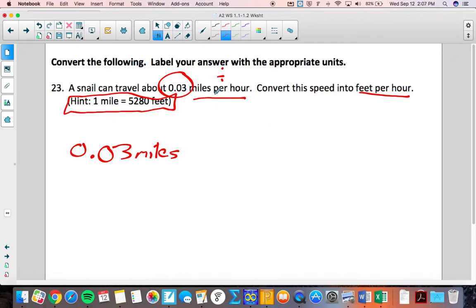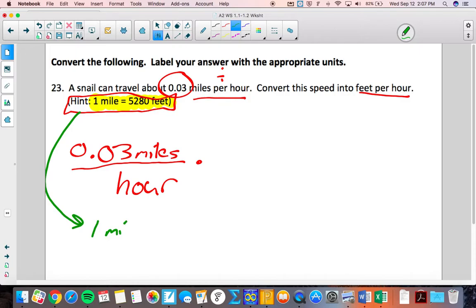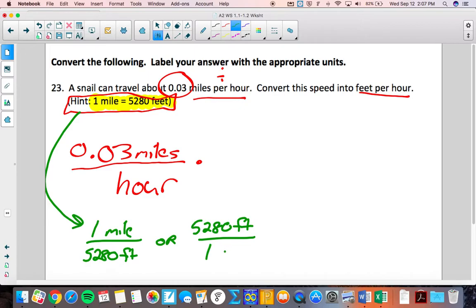Per actually means division, which is a fraction bar. So 0.03 miles per hour. You can put a 1 in front of the hour if you want. It's up to you. So now here's the key. When you're trying to do this unit analysis or converting, you are going to use the conversion factor and turn it into a fraction. You're going to either rewrite it as 1 mile over 5,280 feet, or write it as 5,280 feet over 1 mile. That's how you turn a conversion factor into a fraction.